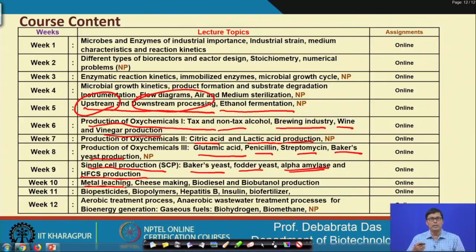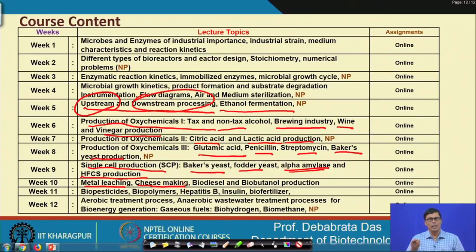Now, besides that, there are other products like metal leaching. Particularly, I want to stress that the metal leaching process plays a very important role where the ore contains a very low concentration of a particular metal. There the chemical process is no good, so we should go for the biological process. Metal leaching is largely applied in copper mining and other processes.